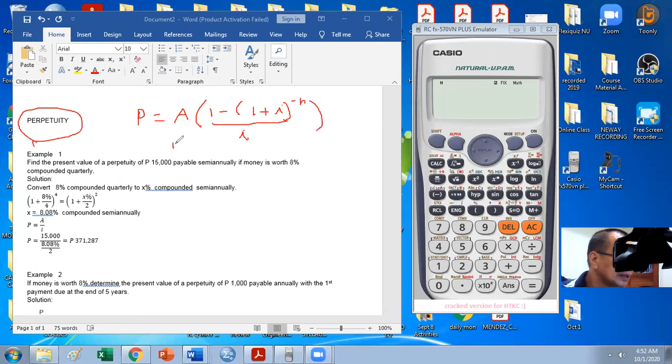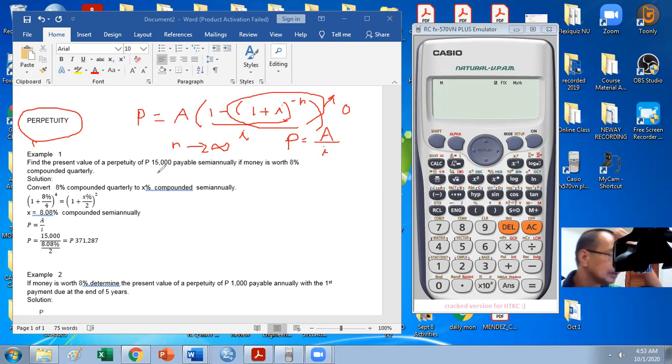As n tends to infinity, ito will become zero. It will become zero. So your P will just become A over i. That is A over i. So ito yung infinite payments.